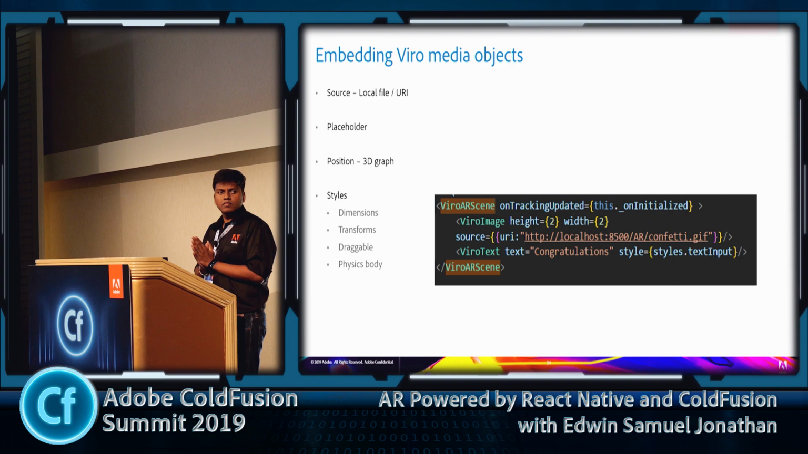So each 3D object which you put within the augmented reality scene needs to have a position attached to it. So that position will be in terms of X, Y, and Z coordinates. If you don't specify any position, it's going to be placed at 0, 0, 0.